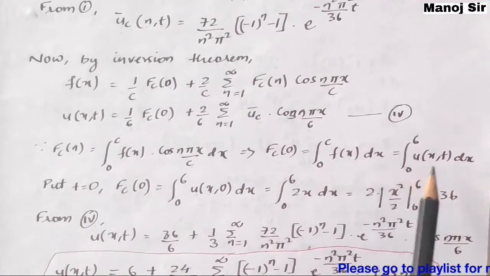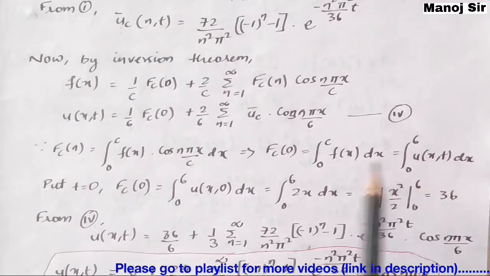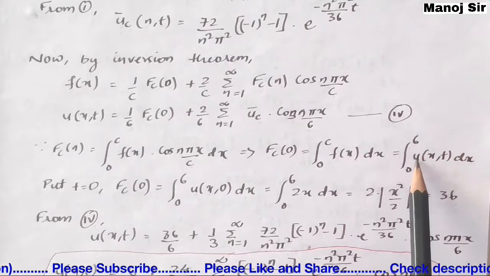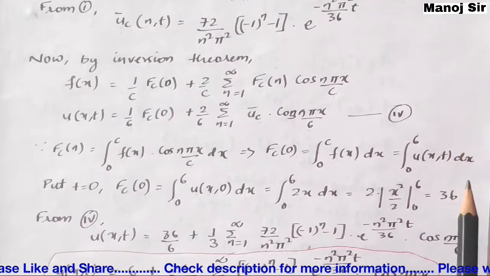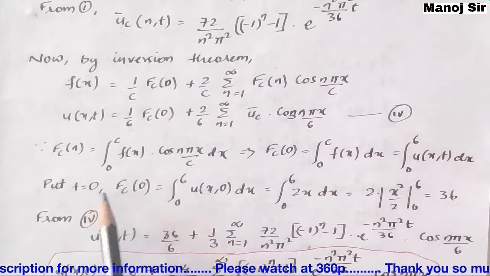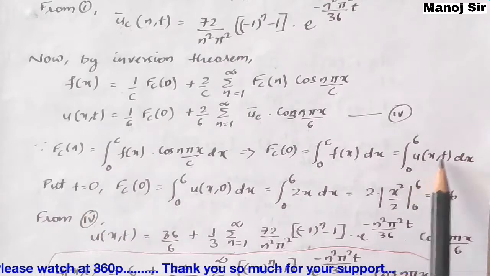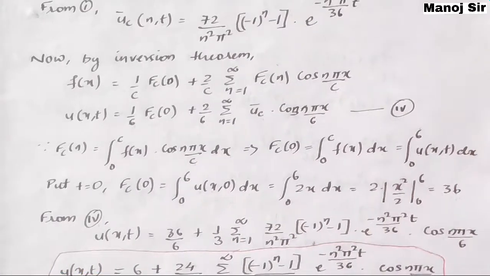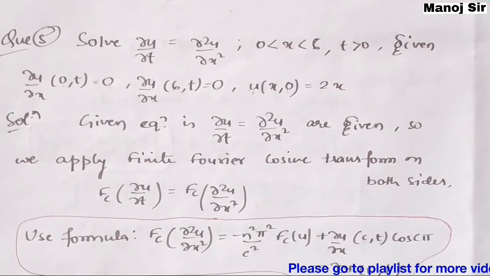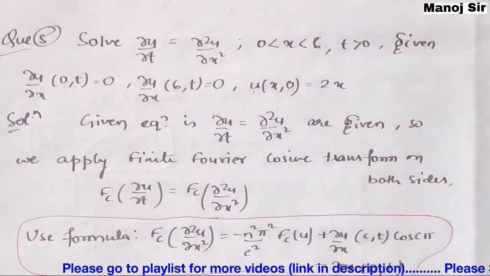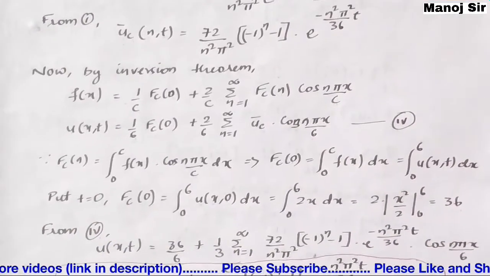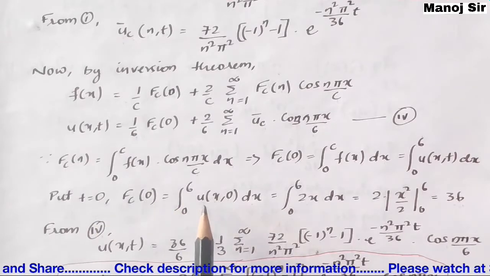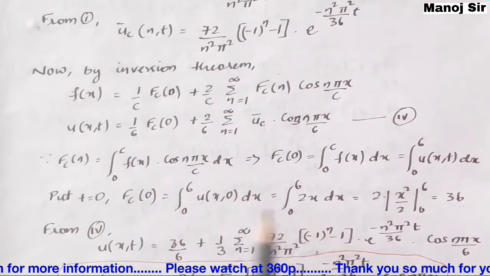Now what is f of x? That is u, and u is a function of x and t. And what is c? That is 6. So fc0 will become integration 0 to 6 u, which is a function of x comma t, dx. Now simply put t equal to 0. Why are we putting t equal to 0? Because this part is given in the problem: at t equal to 0, u becomes 2x. So fc0 is integration 0 to 6 u of x comma 0 dx, which is equal to 2x.